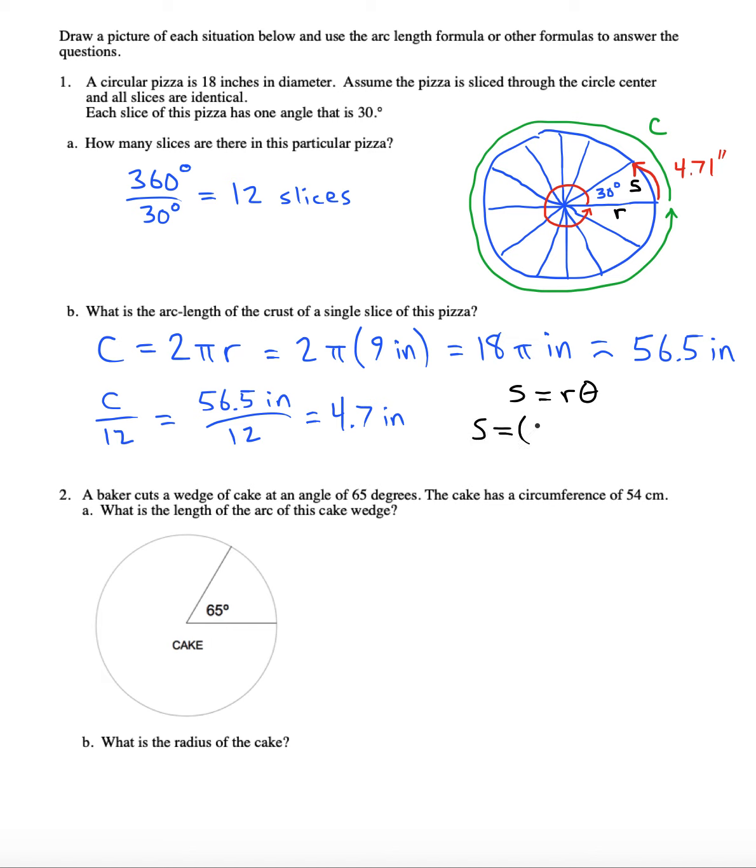So I'm going to put 9 inches for the radius, and I need my 30 degrees in radians. So let's do that conversion right here. The conversion is 2 pi radians is equal to 360 degrees. And I again get 4.71 inches.